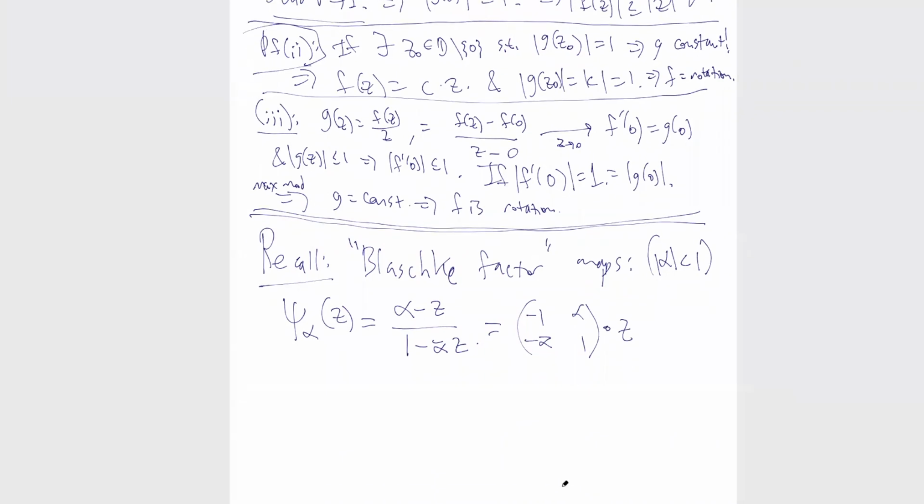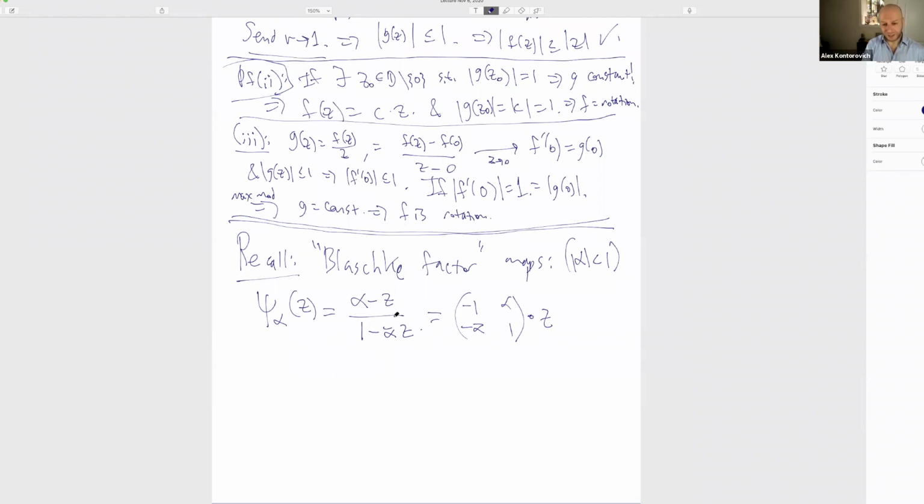A couple of things about this map. First of all, let's see what it does to z. Alpha has absolute value at most 1. My claim is that psi alpha is an automorphism of the disk. It sends the disk to itself, and is holomorphic and bijective. I.e., each of these psi alphas are elements of the automorphism group of the disk.